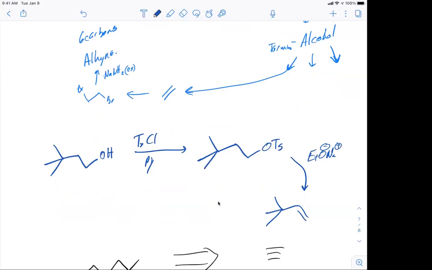Right, and then we get that, right? And then here we add a bromine. We don't want the halohydrin, so we're going to put it in the methylene chloride. That gives us our dibromide.